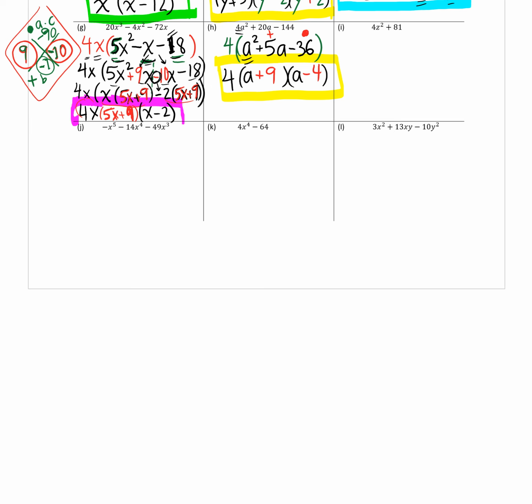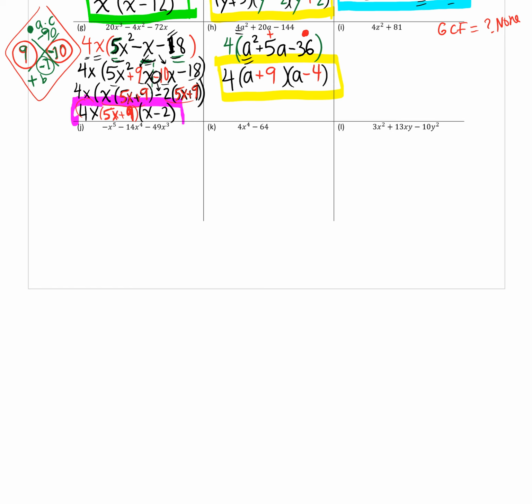Alright, let's try part I. So part I, if I look at that one, I think, is there a common factor? No. Nothing divides into 4 and 85. Oh, sorry. Nothing divides into 4 and 81, so that's just not going to work. They don't have a variable in common. So there's no common factor.